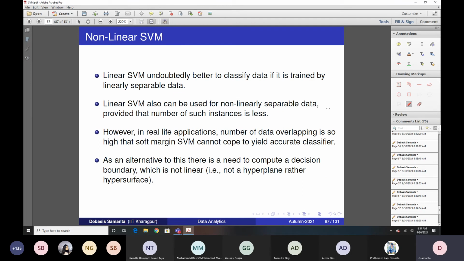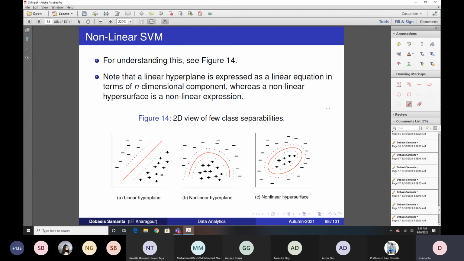So therefore, we have to think of a better idea. Now in this figure, you can find one example of linearly separable data, so it is a linear SVM. But here is an example of how a nonlinear hyperplane looks. If your data is like this, then this is the equation of a nonlinear hyperplane, right? Because it is like this.